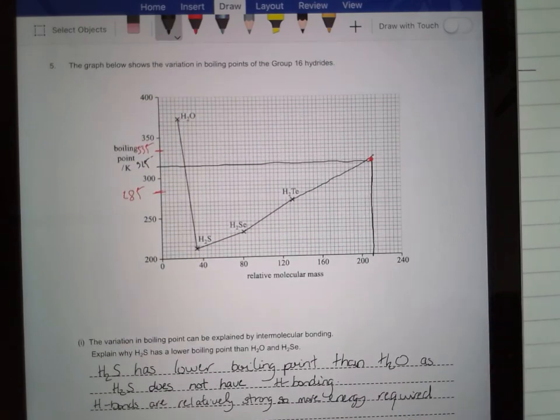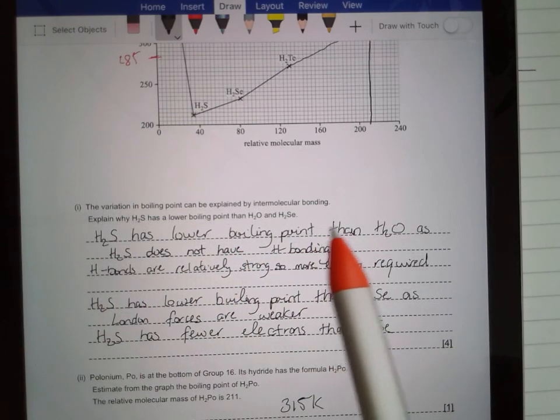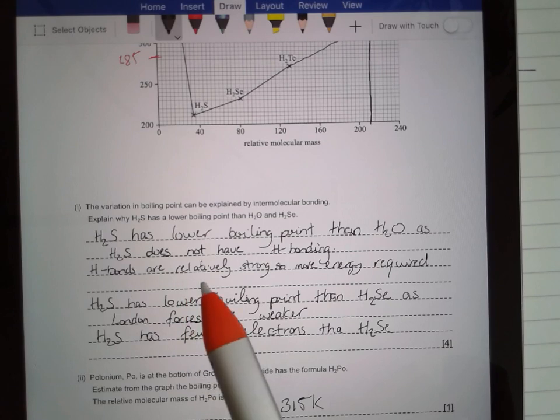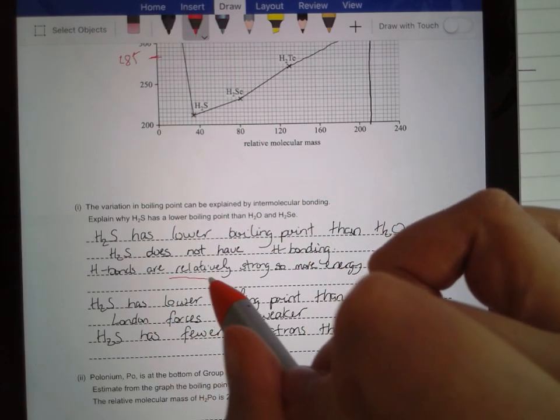Okay. On the next one, you're asked why H2S has a lower boiling point than H2O. H2S has a lower boiling point because it doesn't have hydrogen bonds. That gets you 1 mark, but then you need to specify that hydrogen bonds are, again, I'm using that word, relatively strong, so more energy is required to overcome them.